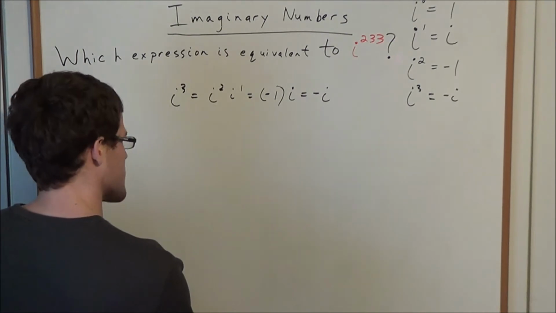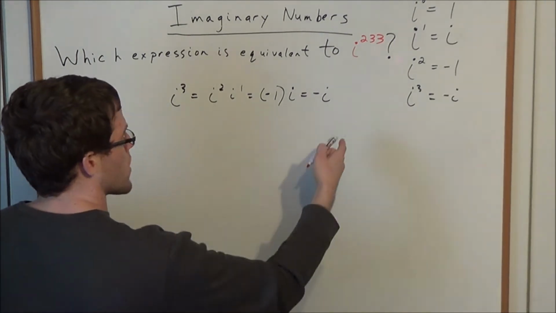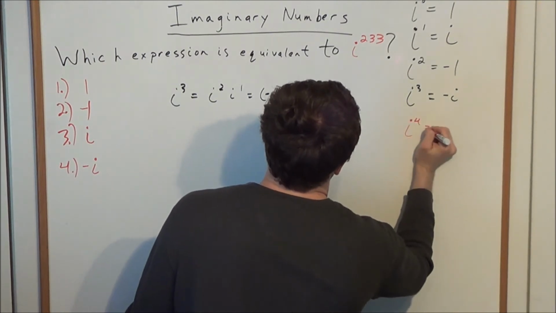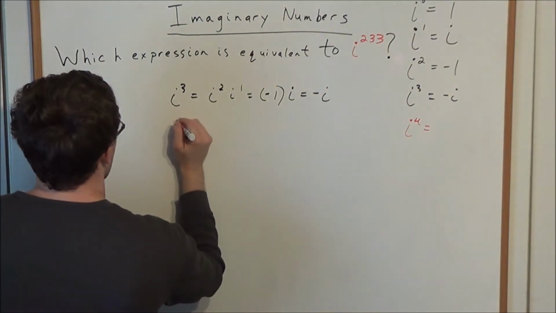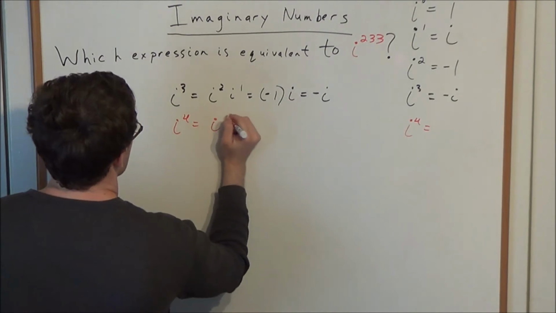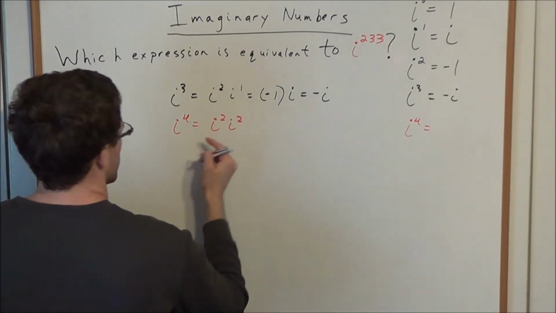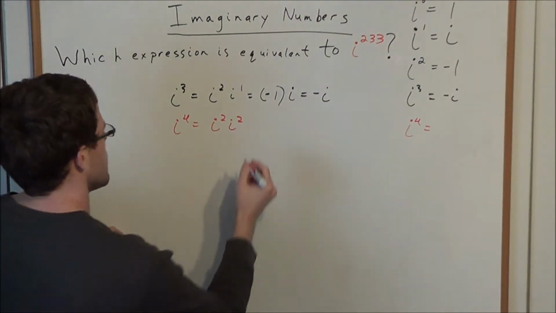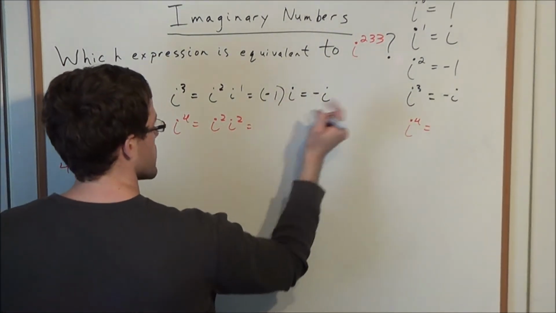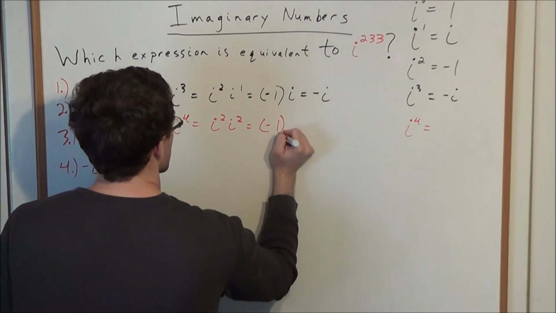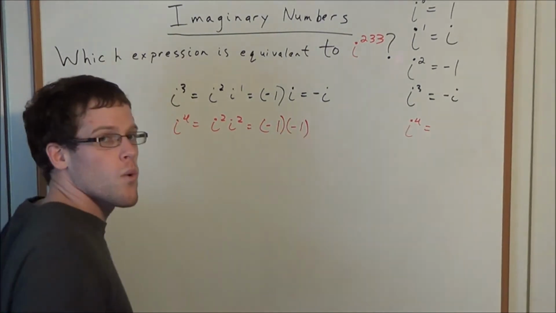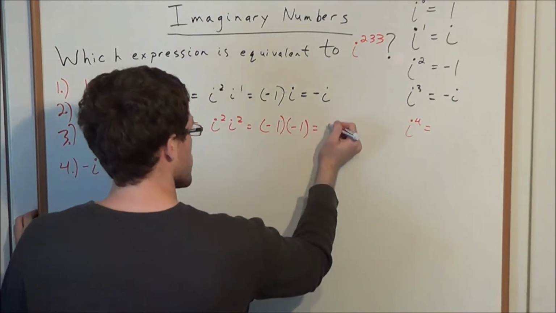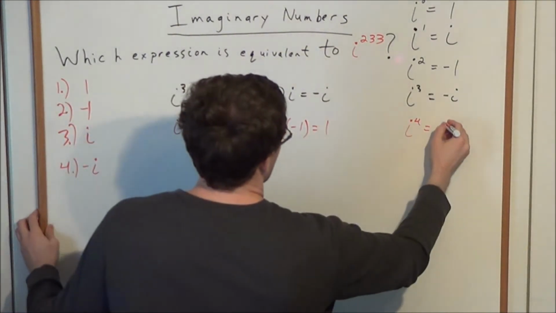Okay. Now I want to take a look at what happens when we go to i to the fourth power. I want to look at i to the fourth as i squared times i squared, right? Because i to the 2 times i to the 2 is i to the 2 plus 2. But remember, from the chart, we have i squared is equal to -1. So this is really just -1 times -1, and a -1 times a -1 is equal to a +1.